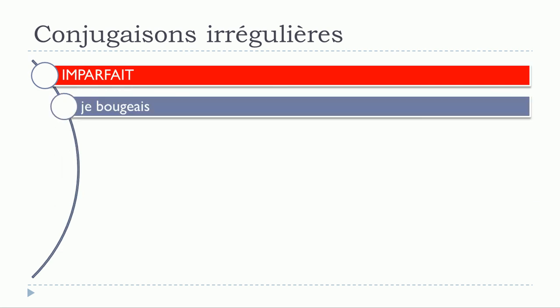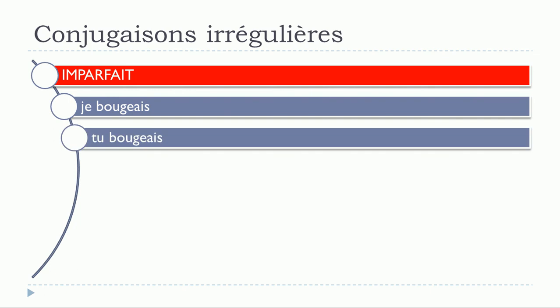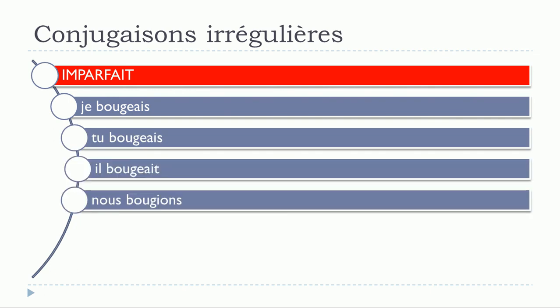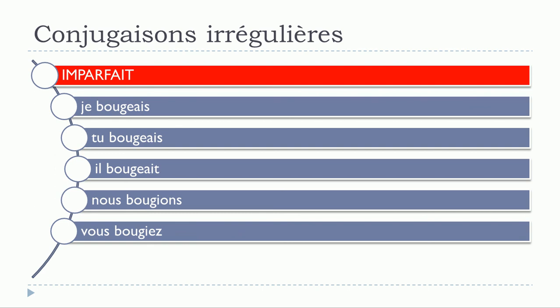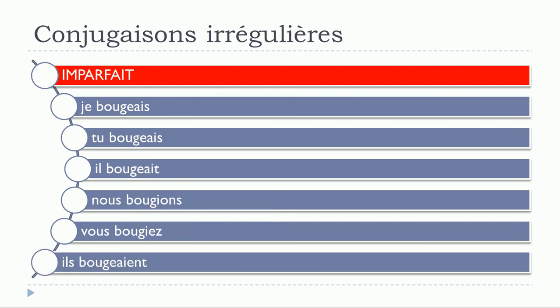And then imparfait, it will go like je bougeais, tu bougeais, il bougeait, nous bougions, vous bougiez, ils bougeaient. So if you look carefully, it's actually quite interesting, because nous and vous are not concerned by that, just because if you remember, when we combine G and E, we get the sound J, okay? So that's the reason why we don't need to add this E here, okay? But it's here, it's here, it's here, and it's also here for the plural, okay?